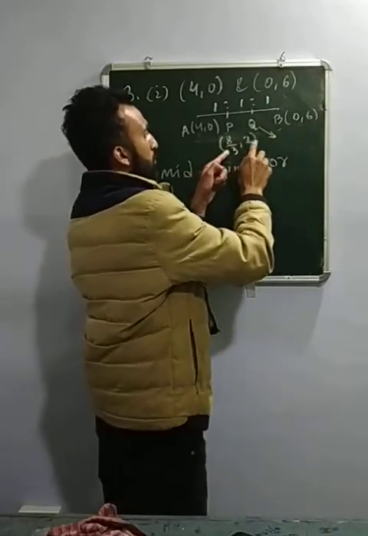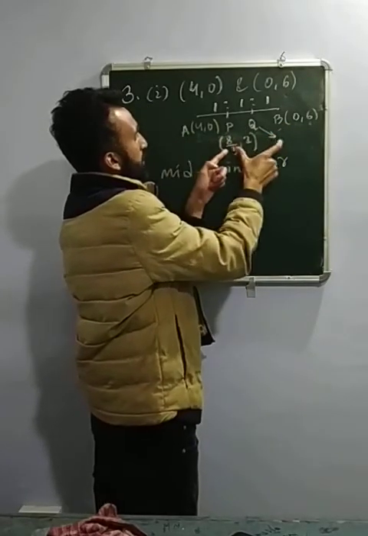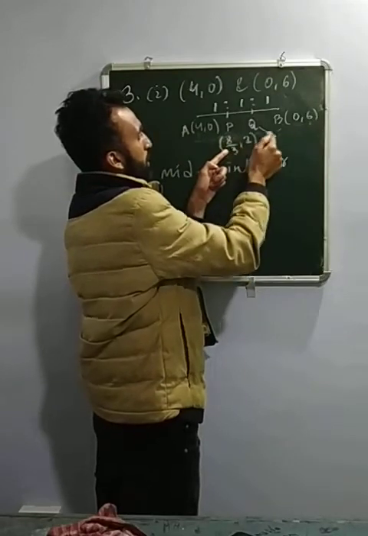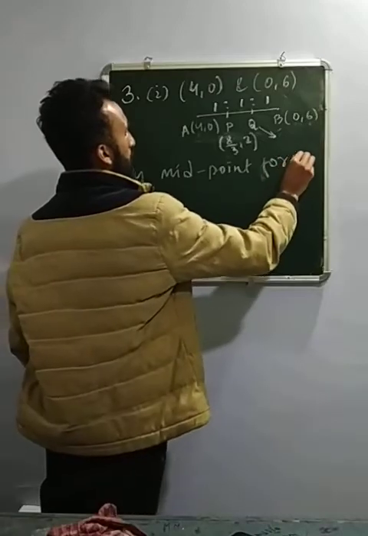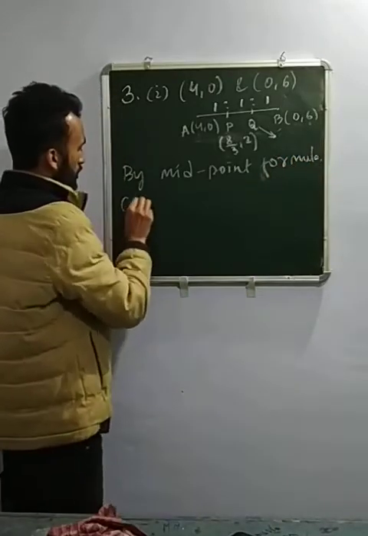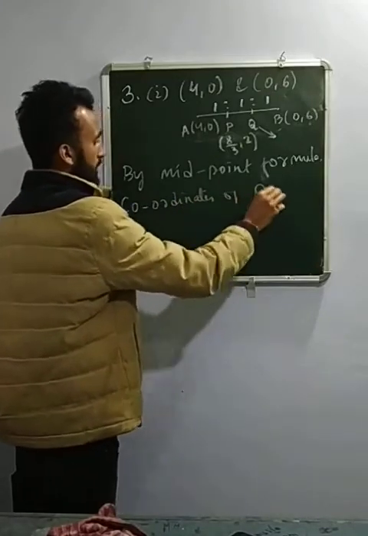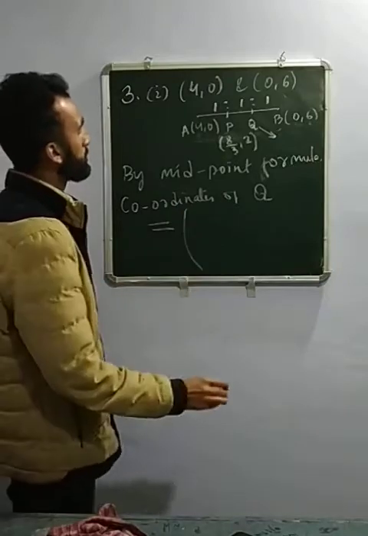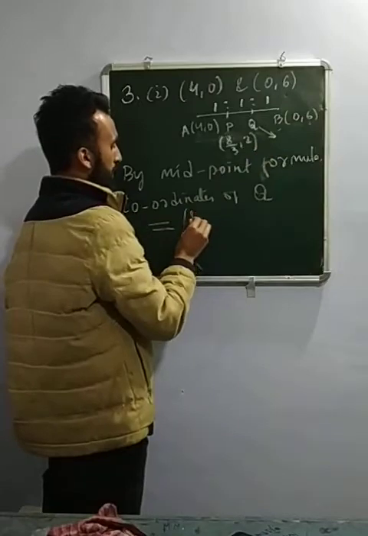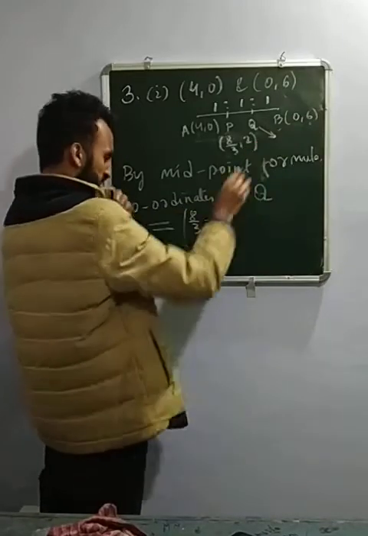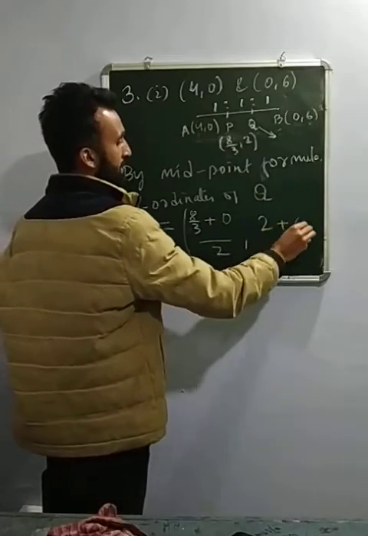So here x1, y1, x2, y2. See, just check which one you are taking. I am not taking this one. I am taking this two. So x1, y1, x2, y2. By midpoint formula, I'll just write here coordinates of Q is equal to bracket. Midpoint formula is just the endpoints divided by 2. 8 by 3 plus 0 divided by 2, comma 2 plus 6 divided by 2.